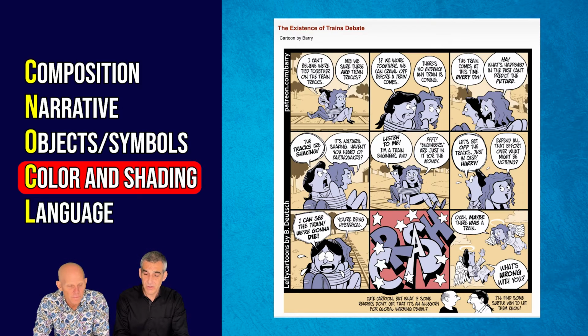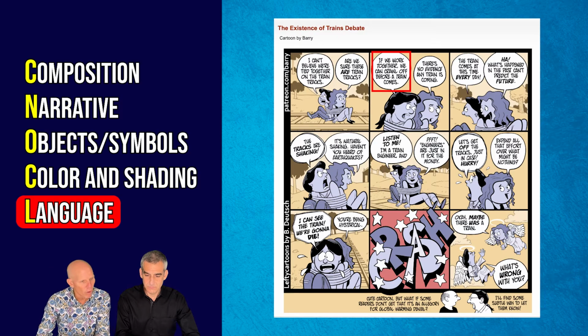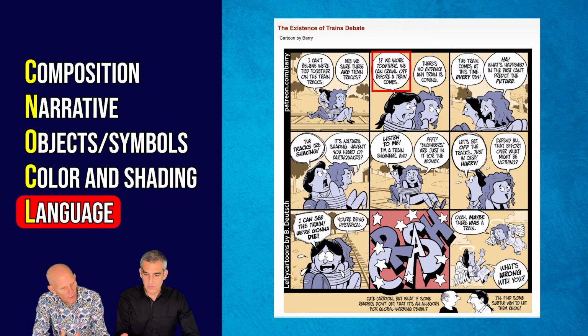L is language. Mr. Giles, what are a few things you could talk about with respect to language? Well, first of all, we use two characters. One is the dark-haired character, and her language is quite urgent, right? She's really shocked that they're on the train tracks. Then she offers, in panel number 2, "Well, if we work together, we can get off the train tracks." So she's conveying the idea. We have her tone, and it becomes increasingly more urgent as the train is really coming.